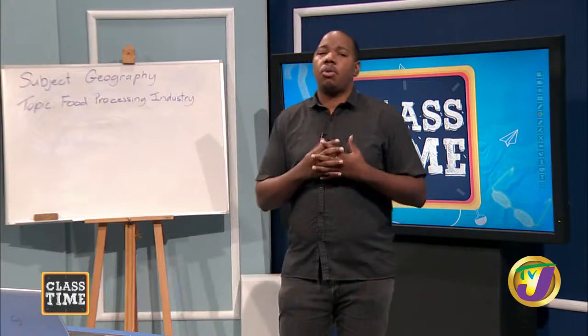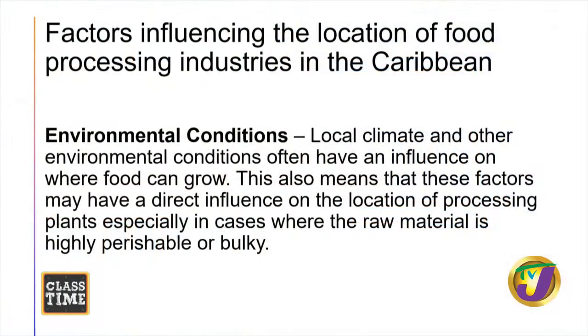Now, in both indirect and direct ways, environmental conditions also influence food processing industries. Remember, food processing industries rely quite significantly on food. And where do we derive food? Food is directly dependent on environmental conditions, right? Certain crops can only grow because of the conditions in particular areas. And so the local climate and other environmental conditions influence where this food is produced.